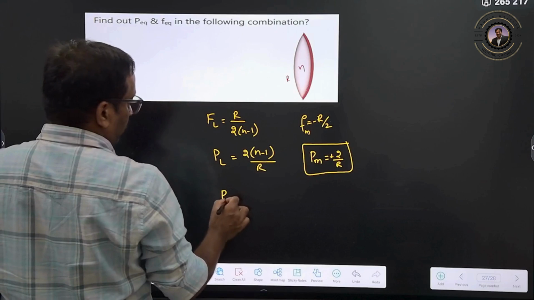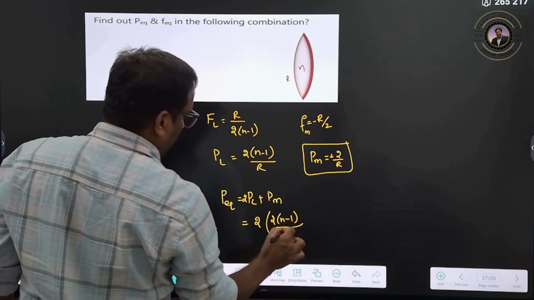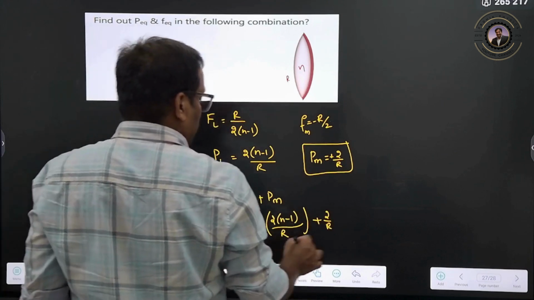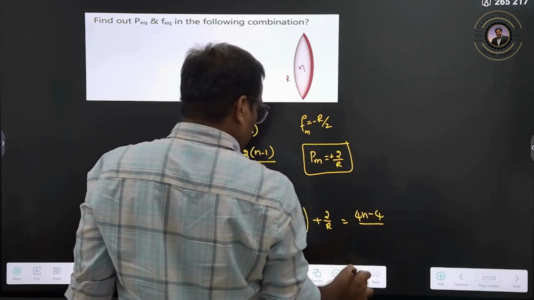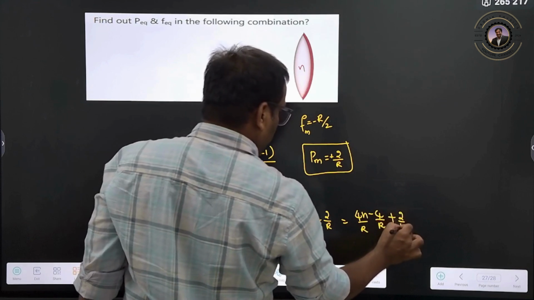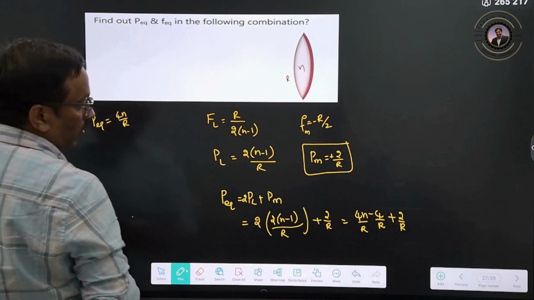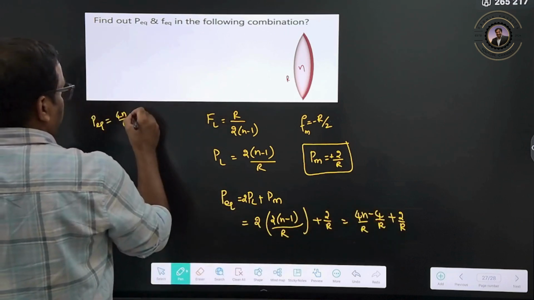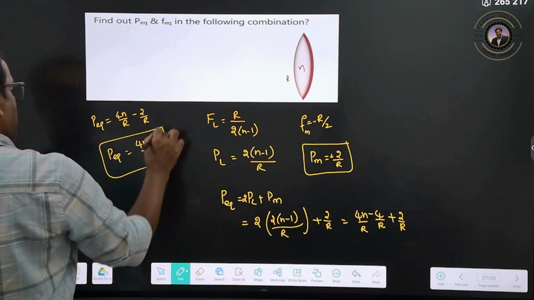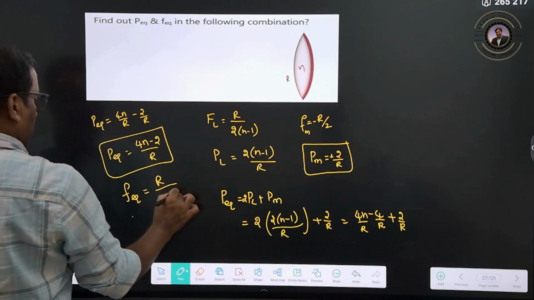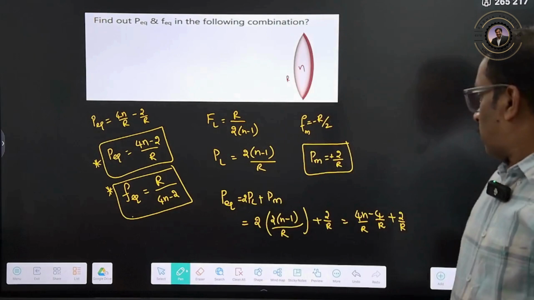Clear. So therefore the equivalent power is 2 times the power of the lens plus the power of the mirror: 2 of n minus 1 by R plus 2 by R. So what can I write now? 4n minus 4 by R plus 2 by R. Four n by R. Here R is the same, 4 minus 4, therefore it will be minus 2 by R. So the equivalent power is nothing but 4n minus 2 by R. Clear, right. Now we'll go for one more combination, okay, right.